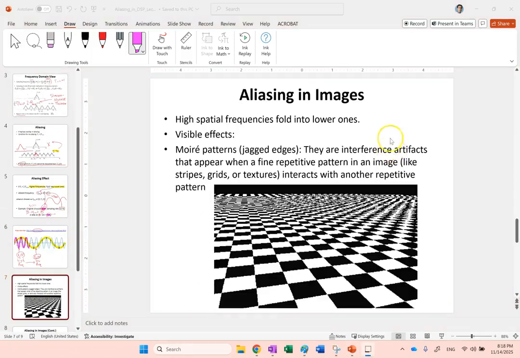So what about images? If you have 2D signals, what would happen? Well, some very interesting things. Because, again, high frequencies will show themselves as low frequencies, you are going to see some interesting artifacts. Like what? One of them is called the Moiré patterns. Hopefully I pronounced the name correctly. It's probably a French name, so if I mispronounce it, I do apologize to that person.